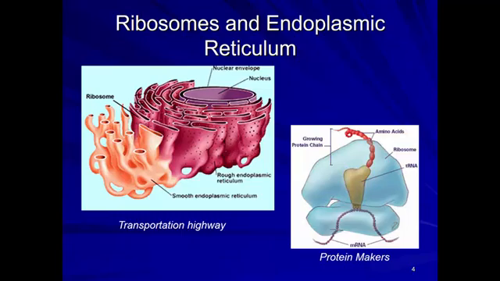Ribosomes are made out of RNA and protein, and if ribosomes are attached to the endoplasmic reticulum, it's called the rough endoplasmic reticulum. And if they're not attached, then those areas of the endoplasmic reticulum without ribosomes are referred to as the smooth endoplasmic reticulum. So the endoplasmic reticulum is kind of your transportation highway system, and the ribosomes are where proteins are made.